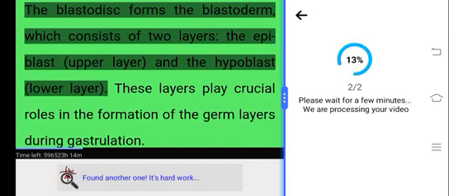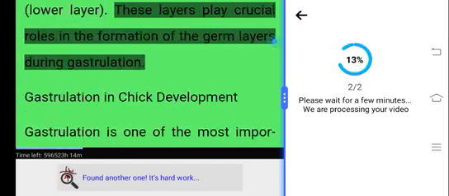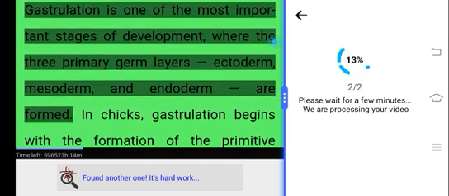The blastodisc forms the blastoderm, which consists of two layers, the epiblast upper layer and the hypoblast lower layer. These layers play crucial roles in the formation of the germ layers during gastrulation. Gastrulation in chick development.